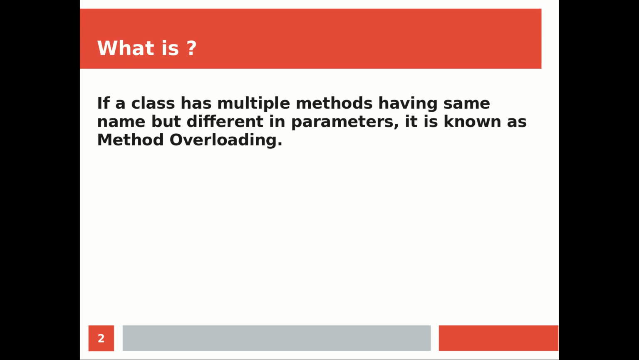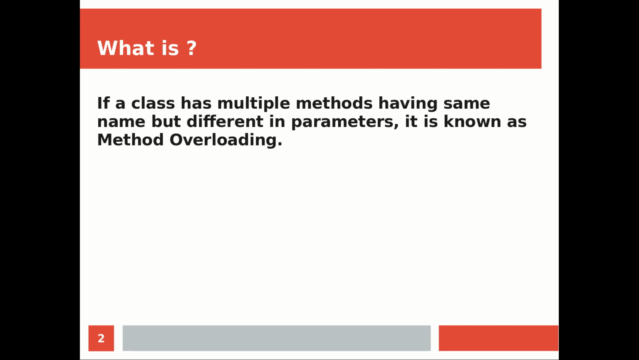Method overloading, the name indicates its definition itself. If a class has multiple methods having the same name but different parameters, it is known as method overloading. Let's say I have a class A and I want to write two methods with the same name, but there are rules. We cannot write two methods with the exact same signatures while implementing method overloading in our class. So what are the rules?